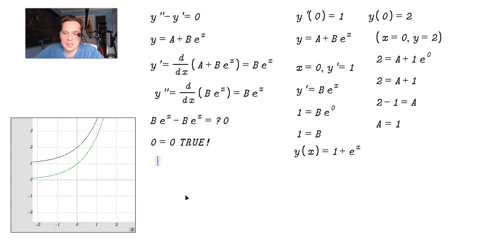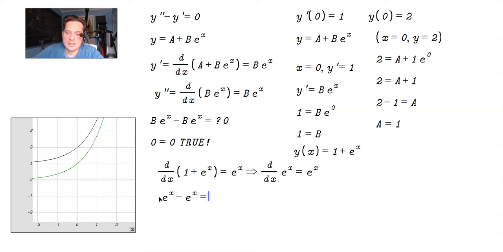The second derivative would be the following. 1 plus e to the x, differentiated once is e to the x. Then when you differentiate again, e to the x, you get e to the x, you see? So you just end up with e to the x minus y prime, which is e to the x. You're checking, does this equal 0? Yeah, that's definitely 0 equal to 0, right? This is true.